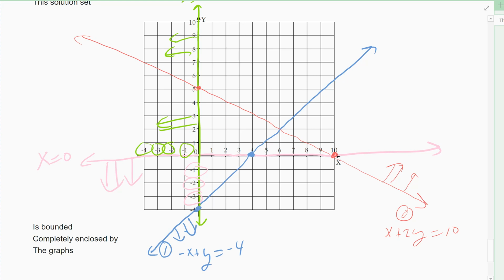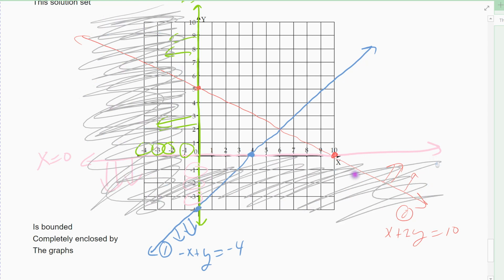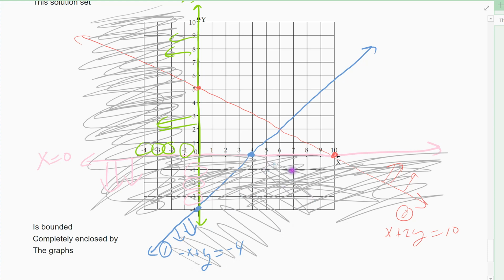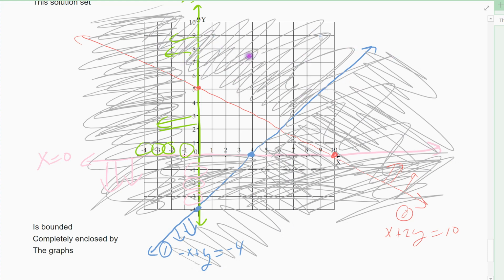Alright, so now I'm going to do my shading. So that's where I'll start. I'll shade with the axis. So I don't want anything on this side. I don't want any negatives on the x, and I don't want any negatives on the y. So everything below that pink line gets shaded. Alright, now I'm going to look at the blue. I want to shade below the blue. So this side of the blue line gets shaded, and everything on this side. And then the red line was everything above the red line. So everything above that red line I don't want. And so everything up there gets shaded.